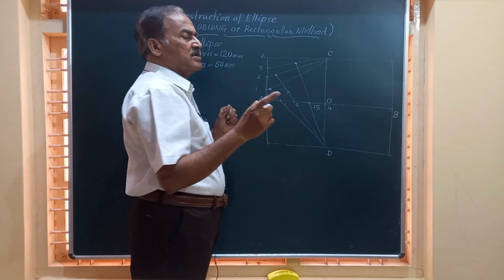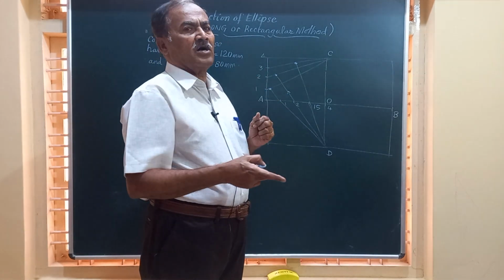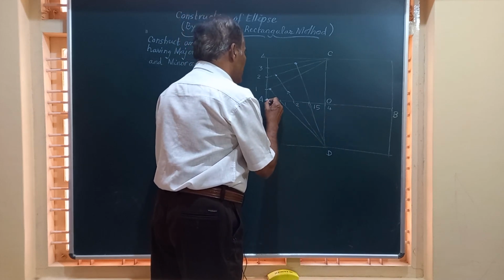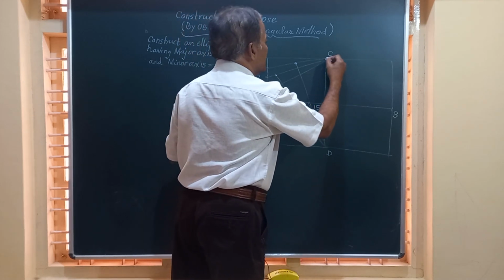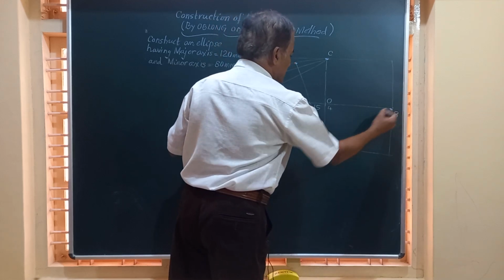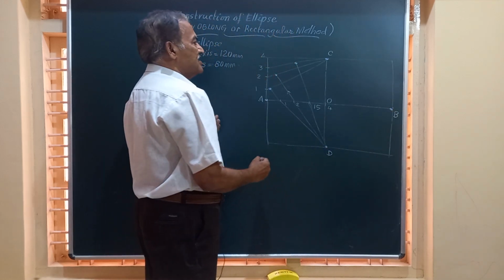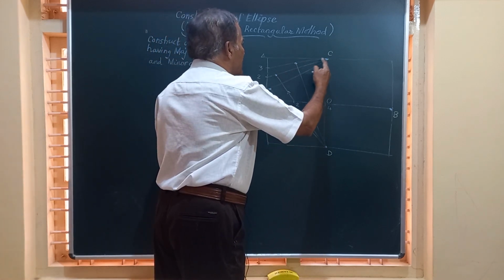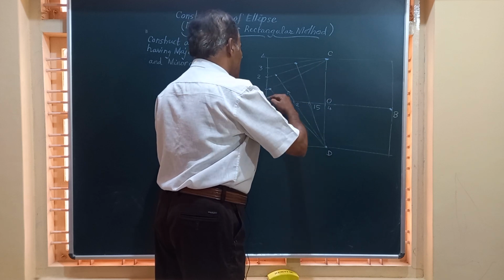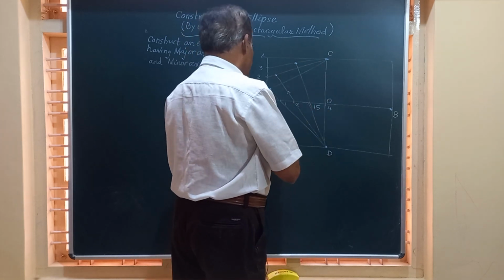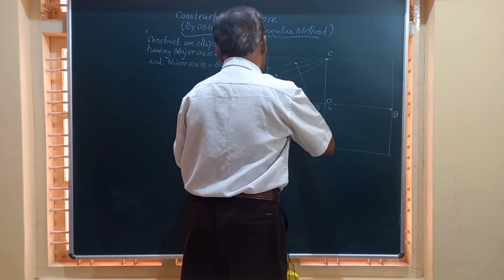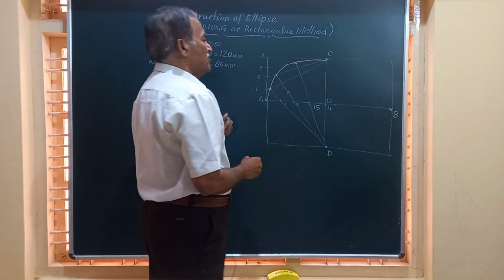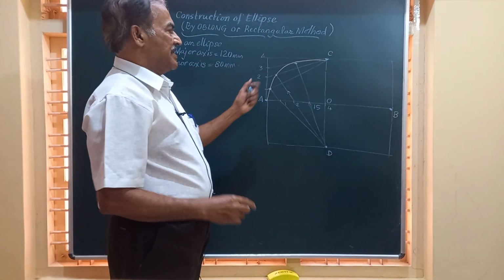And you know very well, the curve has to pass through all the 4 corners or 4 ends of the major and minor axis. So this is 1 point here, second point is here, this is third point, this is fourth point. And now let us complete the quarter ellipse between A and C by joining all these points by a smooth continuous curve. And this is how we get the quarter ellipse.